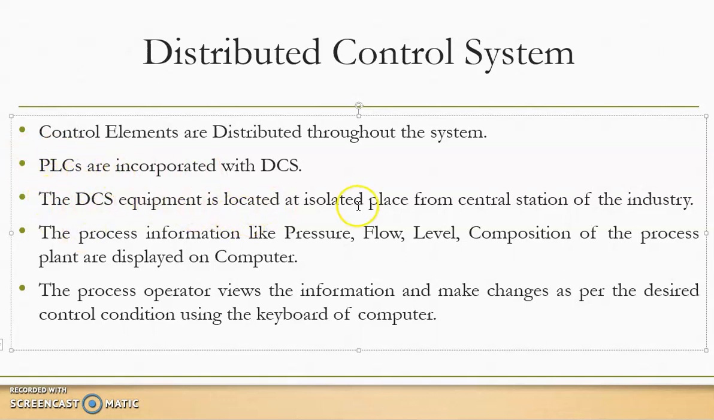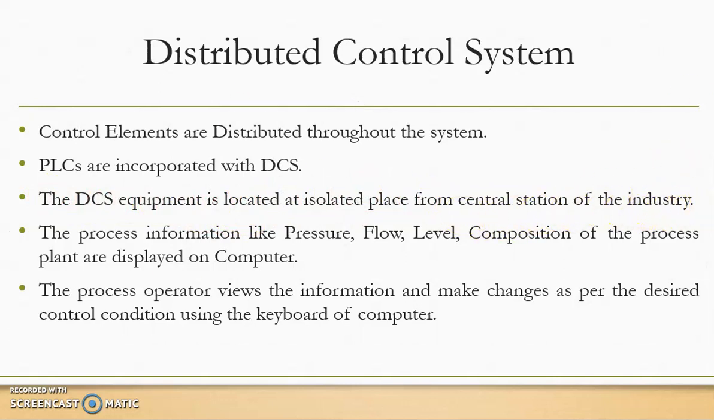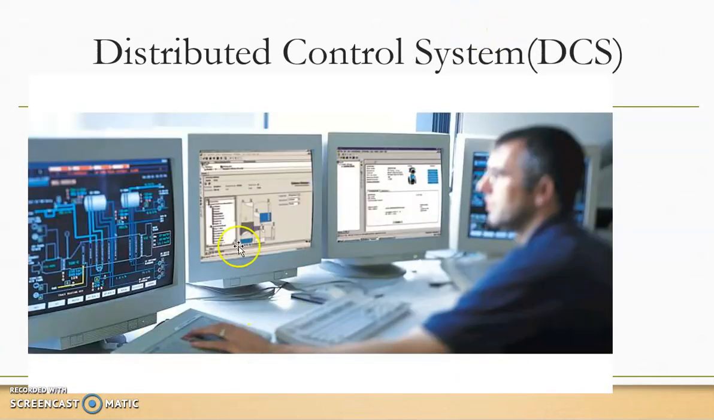The DCS equipment is located at an isolated place from the actual station of the industry. So these are very important points. The DCS element is located at an isolated place from the center of the industry. This is one of the industrial pictures. This is an operator who is seated in front of this computer and can see all the data of the process plant in the form of pressure and temperature for every equipment, and he can adjust these values by sitting in an AC room through this keypad or computer. So he can adjust the values, observe, and have control throughout the plant.